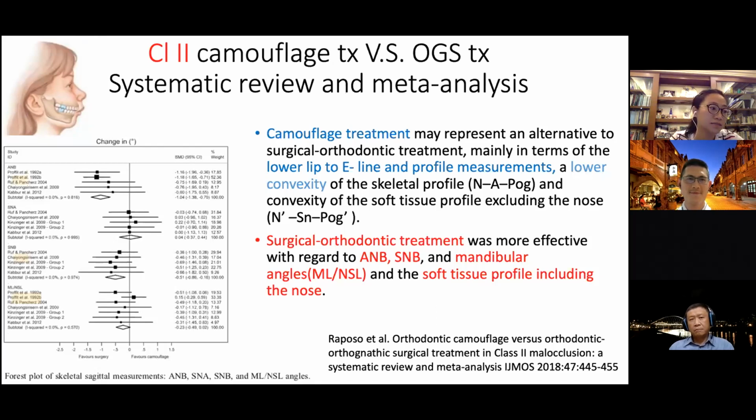In the systematic review and meta-analysis of the differences between class 2 camouflage treatment and OGS combinations, the conclusion was that camouflage treatment is an alternative for patients with less lateral convexity, and the OGS combination was more effective in correcting ANB, SMB, mandibular angle, and the soft tissue profile, including the nose.